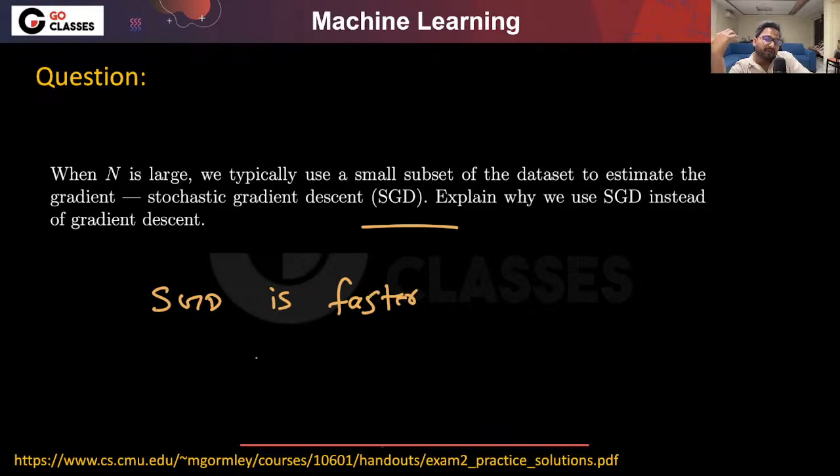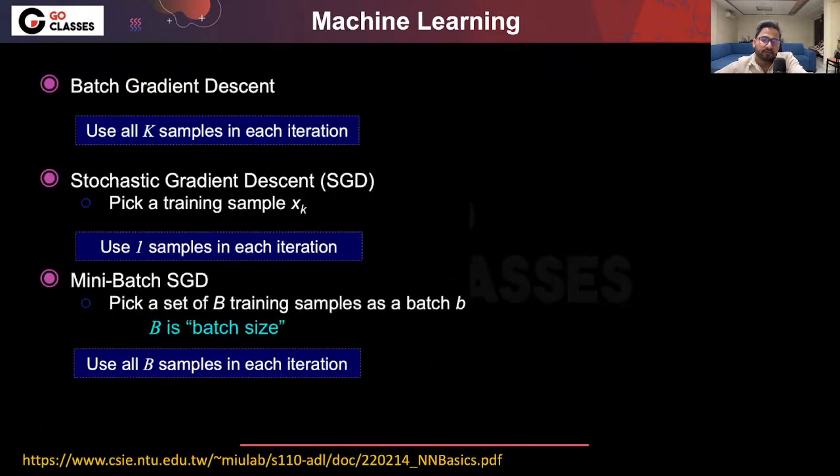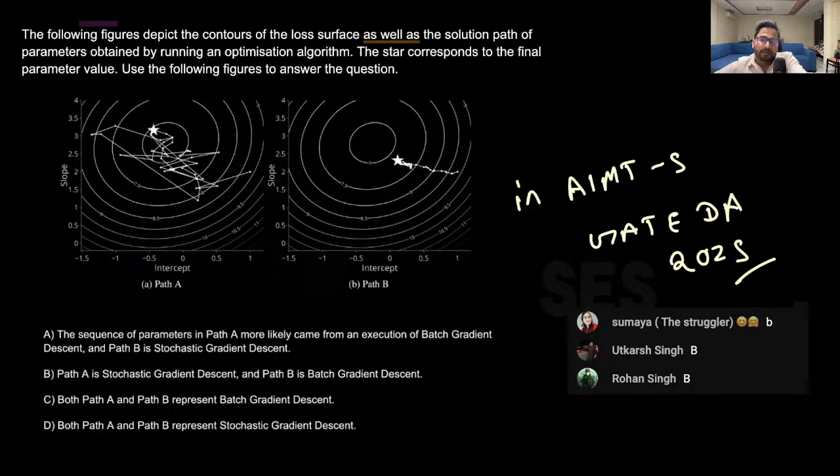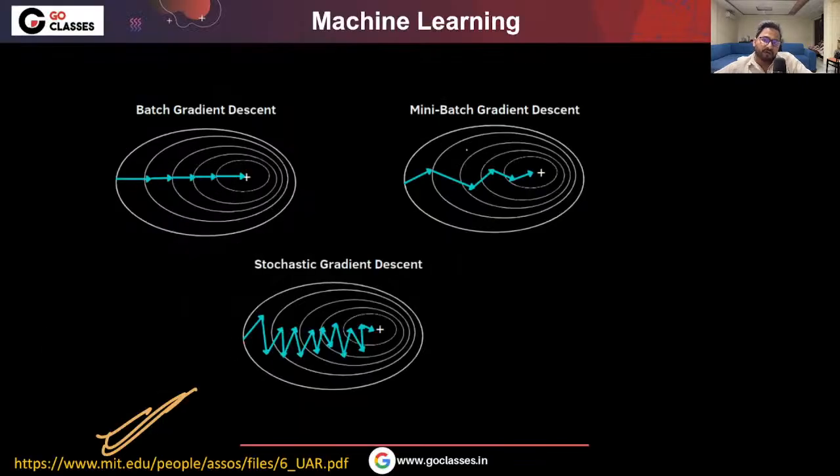Okay, it can even converge fast. Since it is faster, a little bit of progress I will be making, and it might be fluctuating. It might be fluctuating too much, but ultimately it can even converge fast, since each update is very cheap.